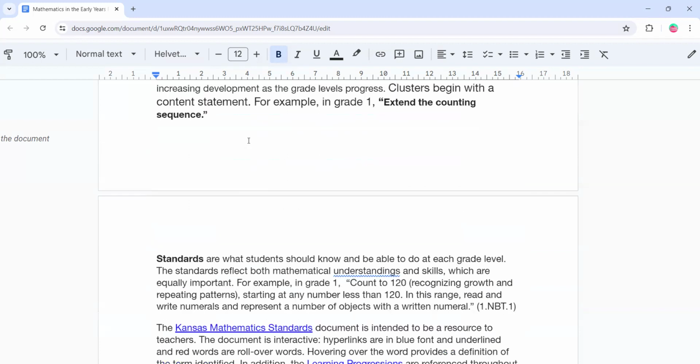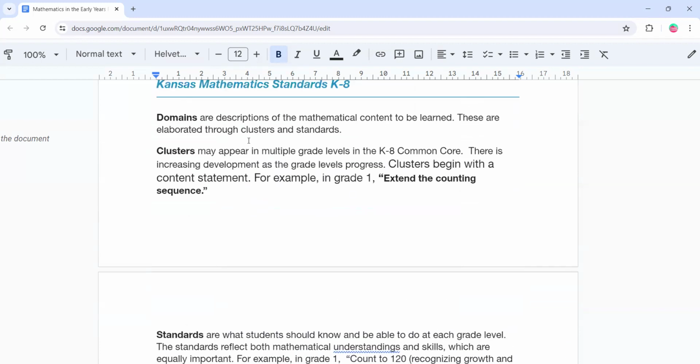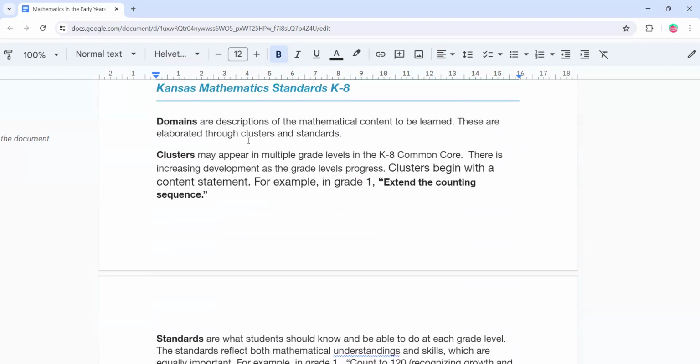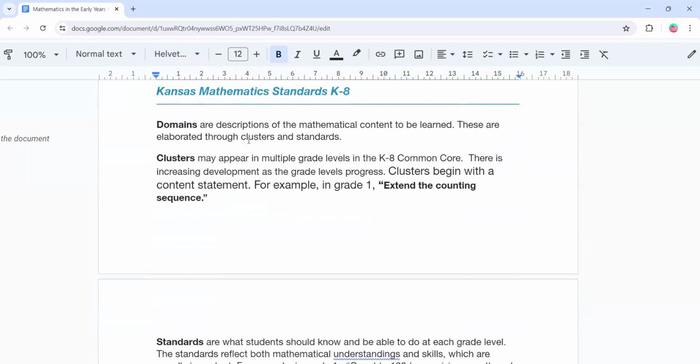They also have three categories: domain, clusters, and standards. So we'll go through each of them. Domains are descriptions of mathematics content to be learned. These are elaborated through clusters and standards.